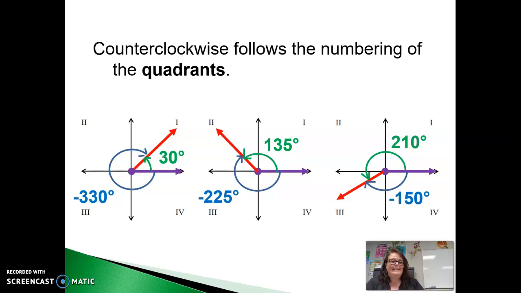So what I'm trying to get at here is that you could name the measure of that angle multiple ways because you could even do more than one revolution and come back to that red side.